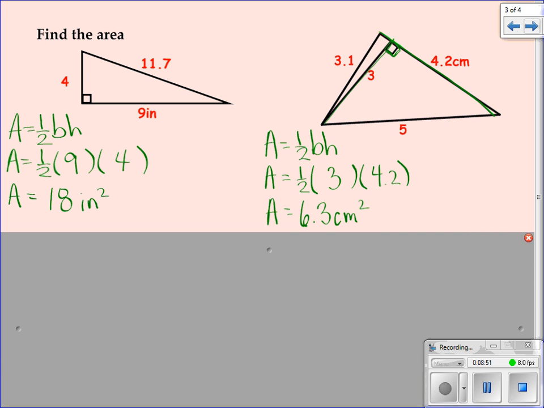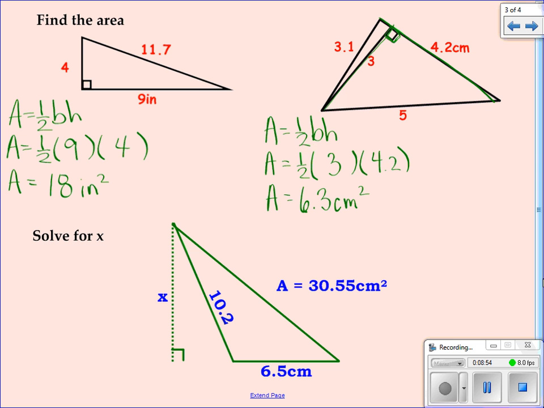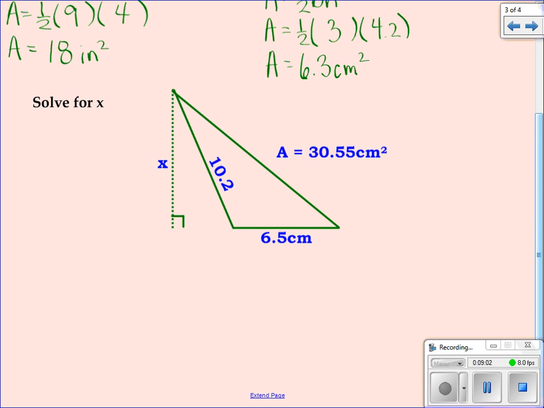Okay, let's try a solving backwards problem with these triangles. All right, always start with the formula. We know the area on this one? Yes, we do. So we've got 30.55, 1/2 base and height. Okay, now they gave us more information than we need. Again, we're always looking for this right here. So what two sides are perpendicular to each other? 6.5 and x.